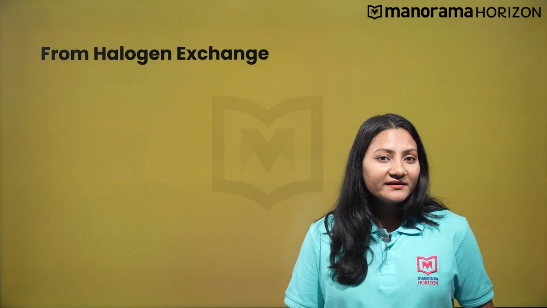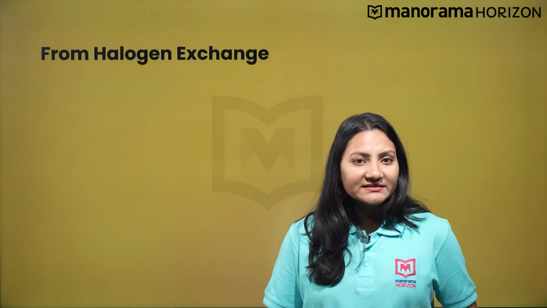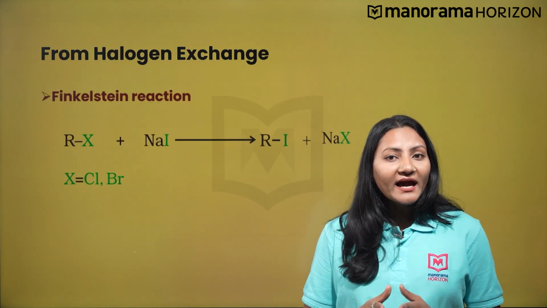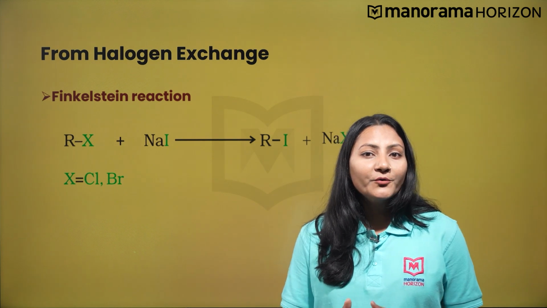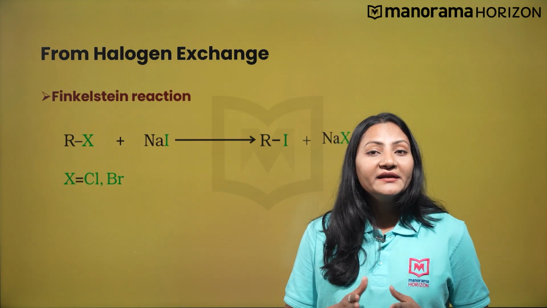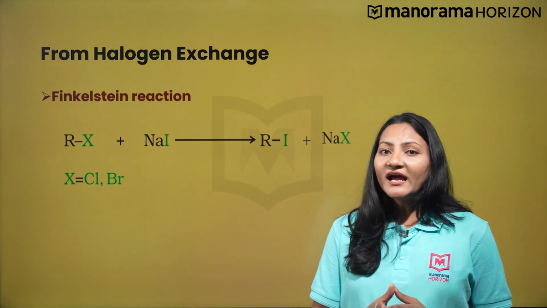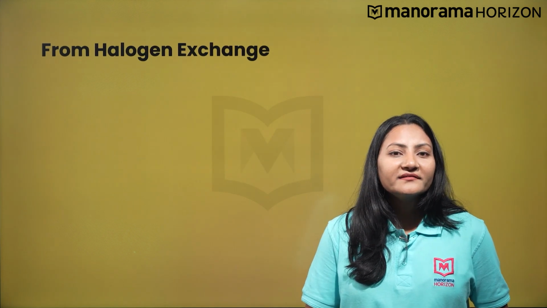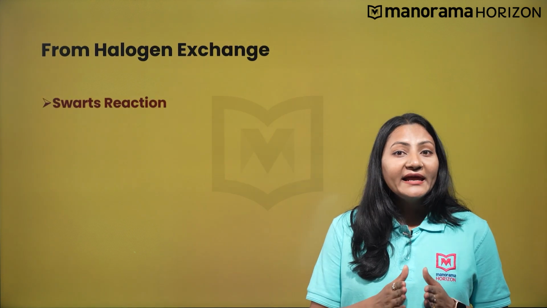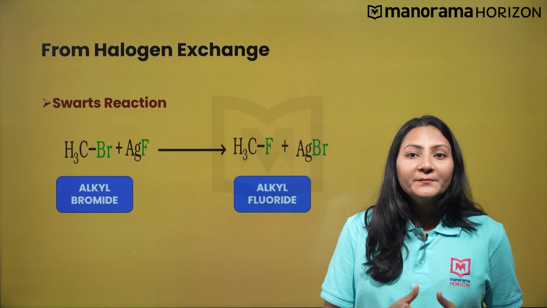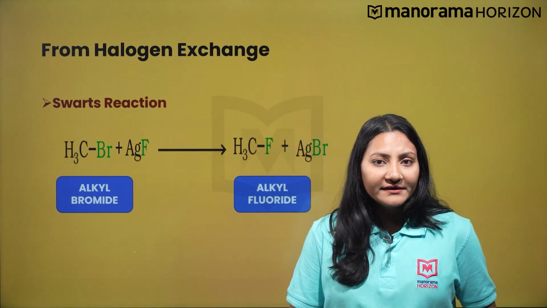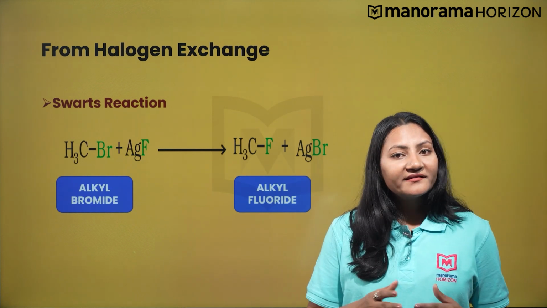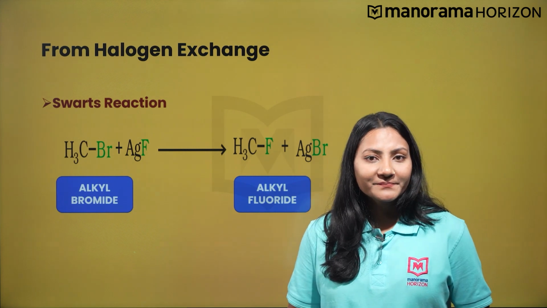Next, the third method is by halogen exchange. Here, the alkyl iodide can be prepared by the reaction of alkyl chloride or bromides with sodium iodide in dry acetone. This reaction is called the Finkelstein reaction. Yet another reaction is the Swarts reaction, where alkyl fluoride can be obtained by heating an alkyl chloride or bromide in the presence of metallic fluoride such as silver fluoride or mercurous fluoride.